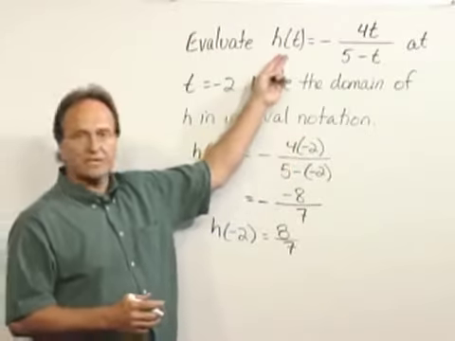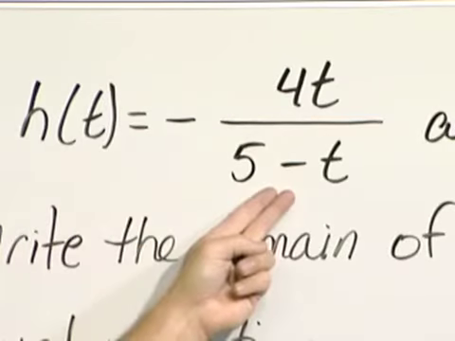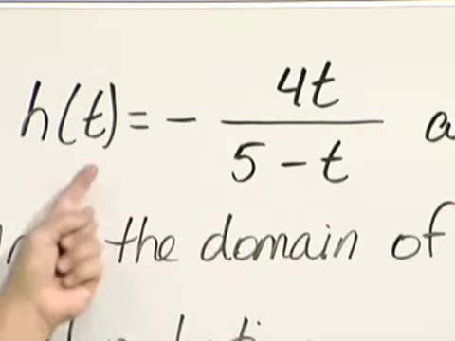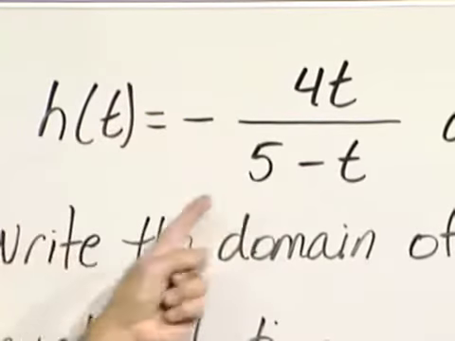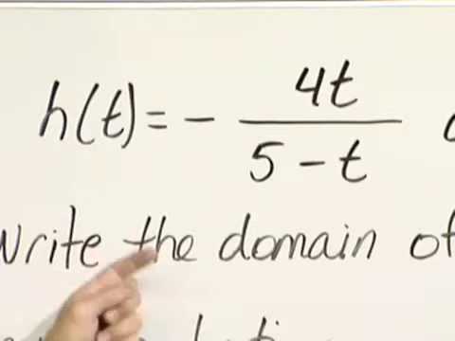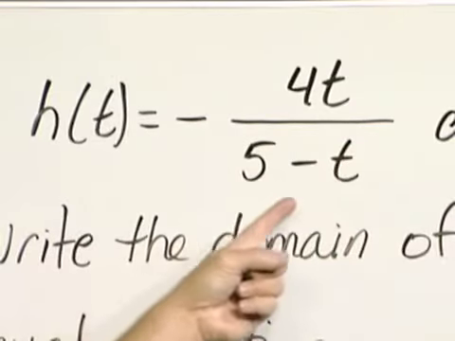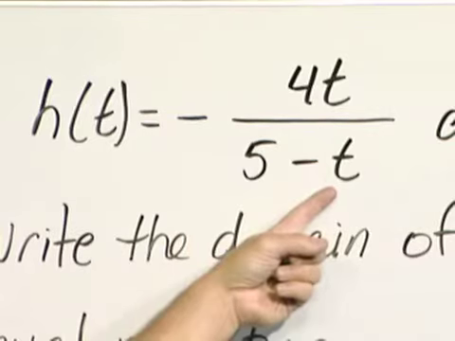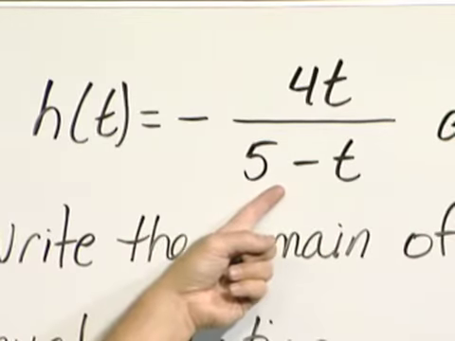So here's our function h of t. And h of t is equal to negative 4t over 5 minus t. The domain are all the values of t that allow h of t to be defined, which is to say, we know it's undefined when the denominator is 0.